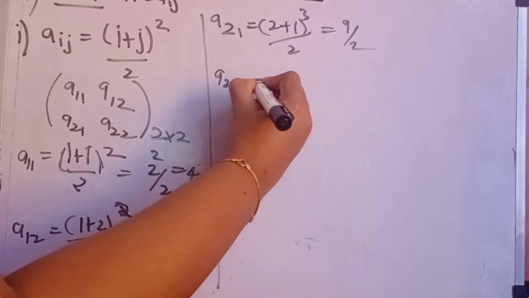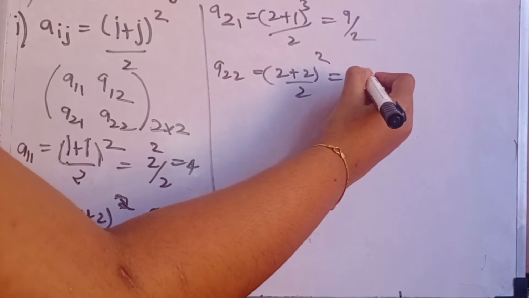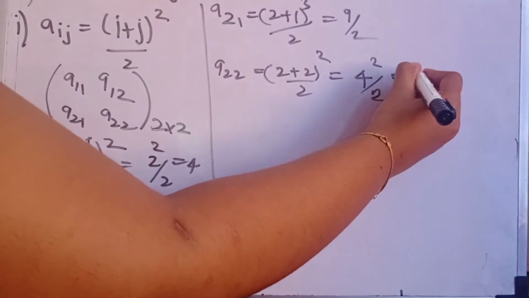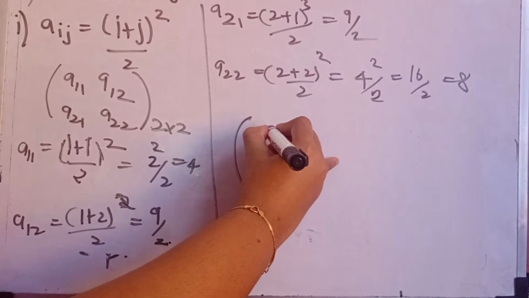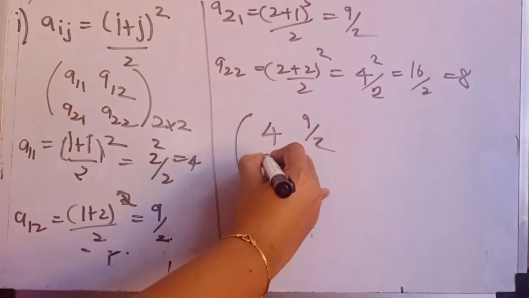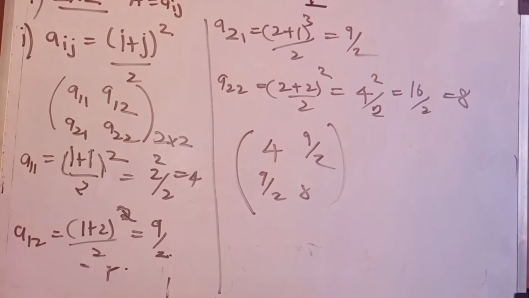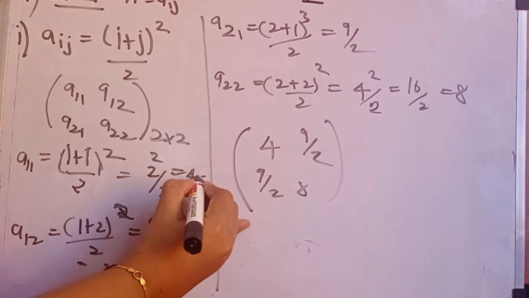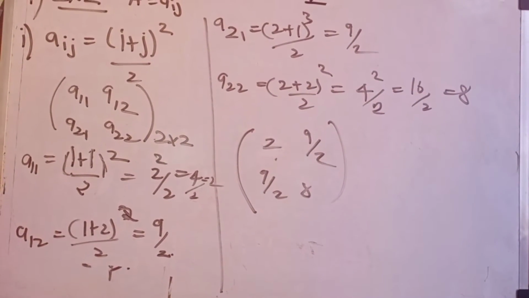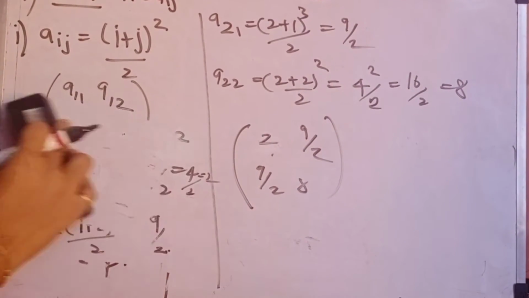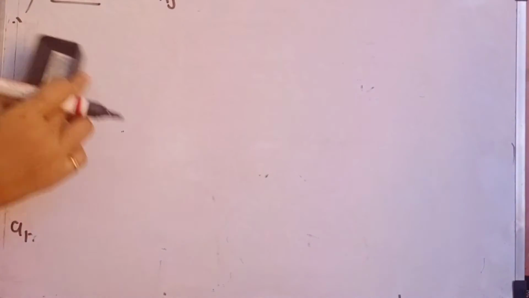Next, A22 means (2 plus 2) the whole square by 2. 2 2s are 4, 4 square is 16, by 2 so we will get 8. So what is the answer we are getting? 2, 9 by 2, 9 by 2 and 8. This is for the first subdivision.